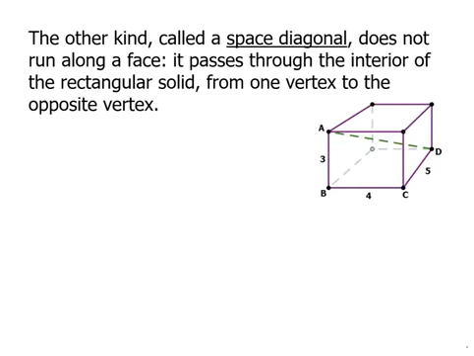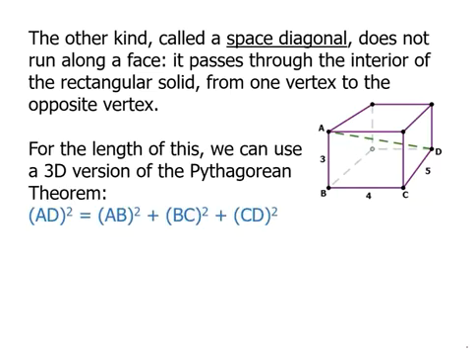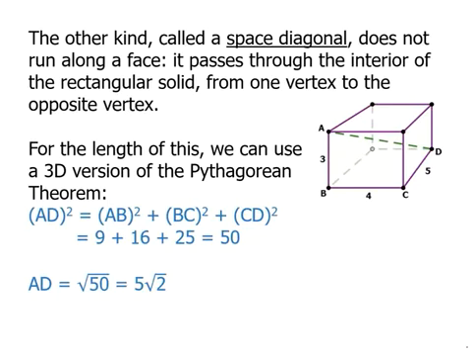They are opposites. So for this, we can use a 3D version of the Pythagorean theorem, where we just square the 3 individual leg lengths, and then that will equal the square of the space diagonal. So here, we're going to add up 9 plus 16 plus 25, so that adds up to 50. So the space diagonal AD equals the square root of 50, and of course 50 is 2 times 25, so we can write square root of 50 as square root of 25 times 2, and the square root of 25 simplifies to 5, so this is just 5 root 2.